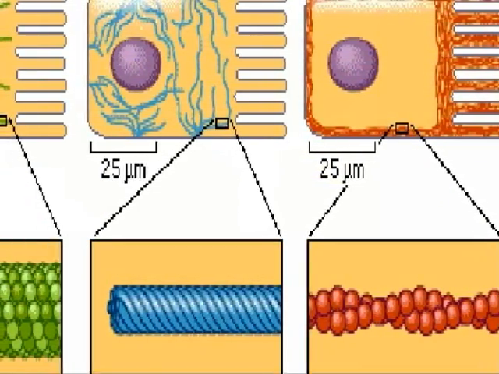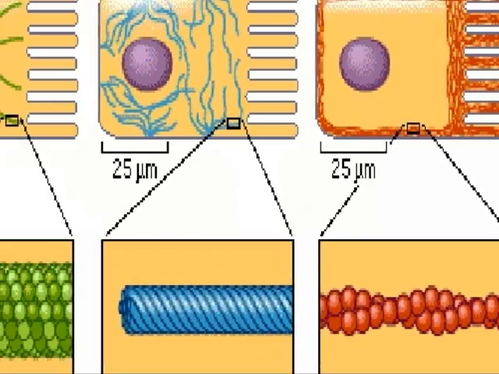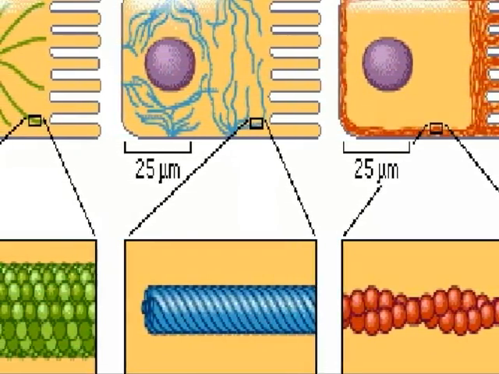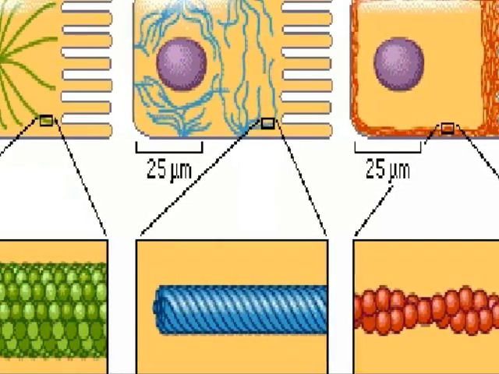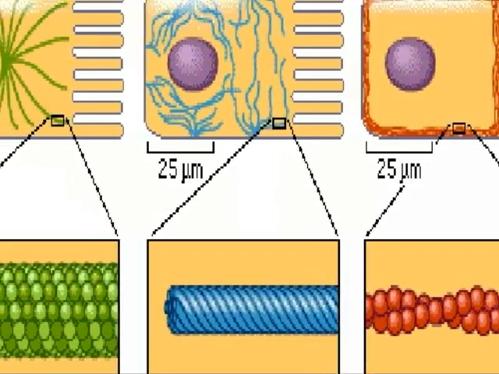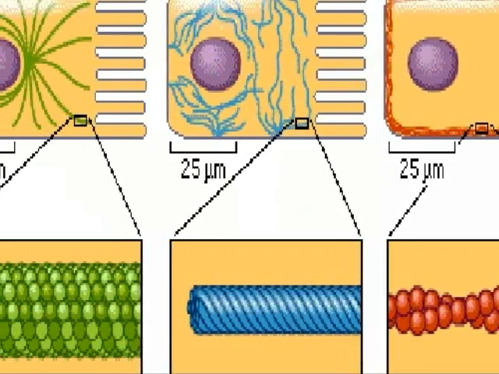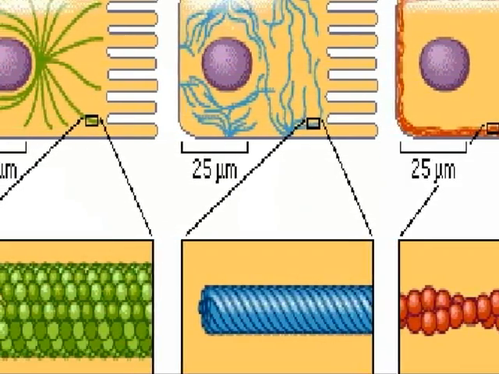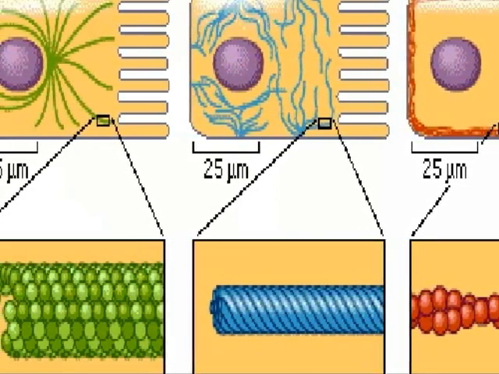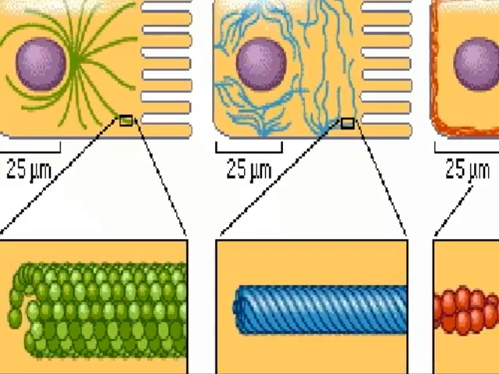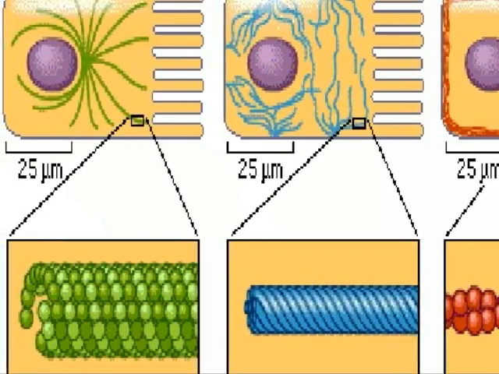Both microtubules and microfilaments assist in making the cytoskeleton, which helps the cell keep its shape. However, the difference between microtubules and microfilaments is that microtubules are larger than the microfilaments, and they are also in more tubular formations, while the microfilaments are in a strandy formation, and they're also much smaller.